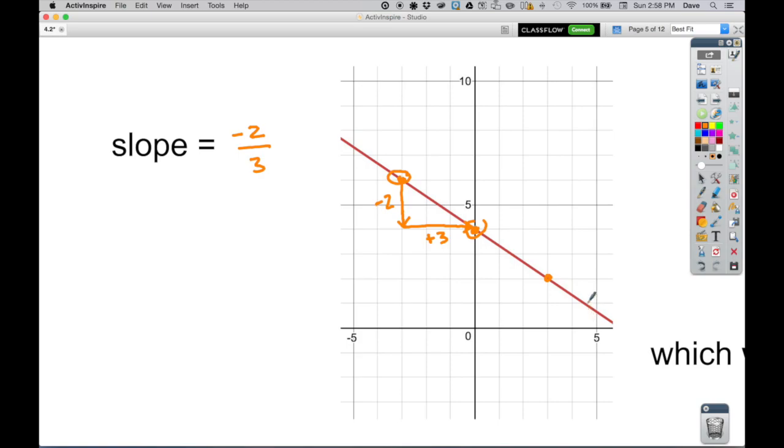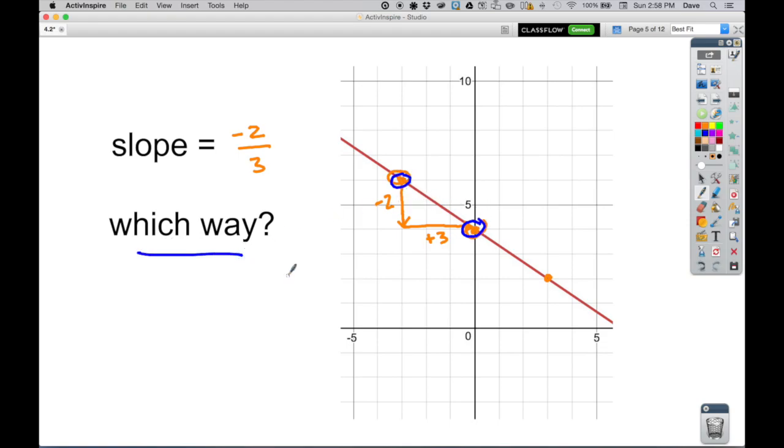So any line like this one that traveled in the exact same angle or direction would also have a slope of -2/3. Now, it's at this point that we usually get this question: well, what if we went the other direction? What if we had started at this point? Let me change pen color here. Started at this point and then went up to this one. Which way is the correct way to go?